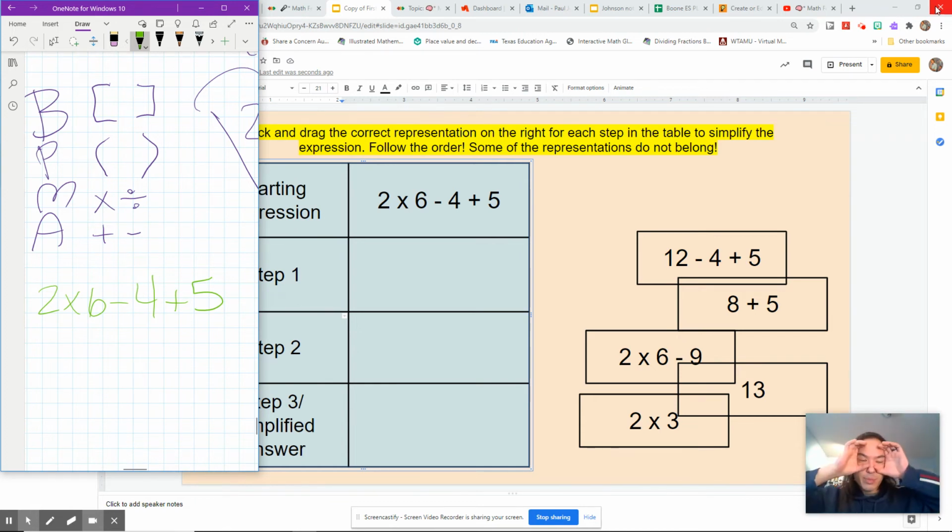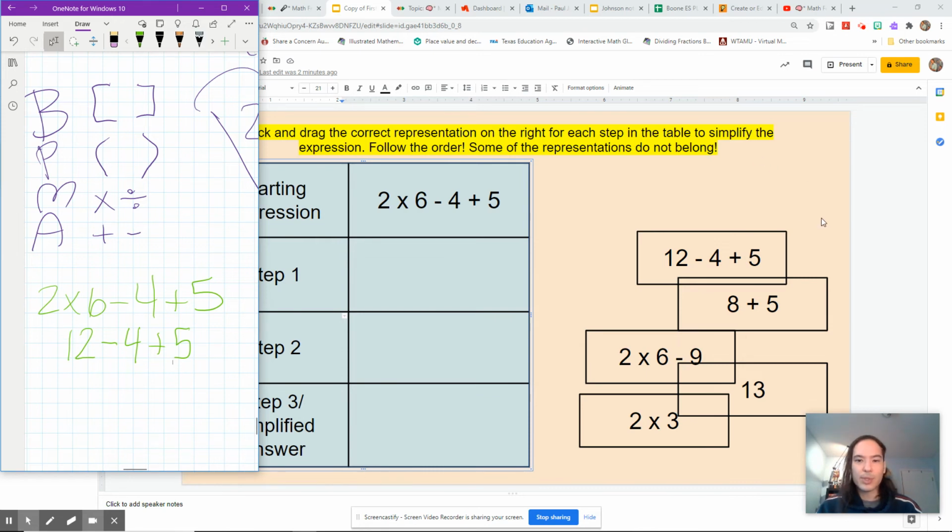Multiplication division goggles. Put them on. Oh, I do see multiplication and division. So let me get that done before I can move on. So 2 times 6 is 12. And then I'll copy down the minus, copy down the 4, copy down plus, copy down 5. I'm one step into simplifying my expression.